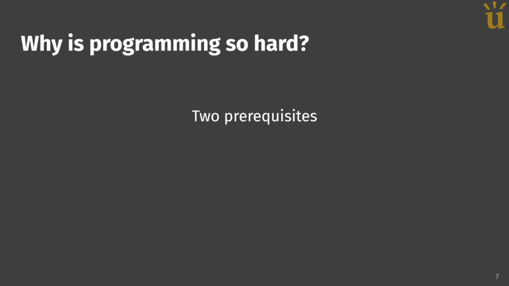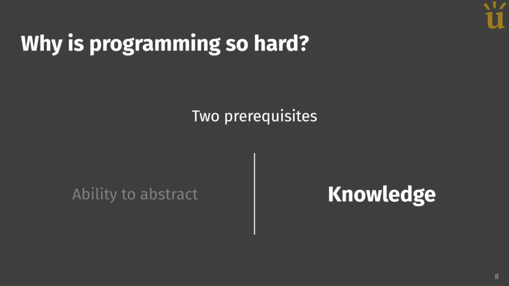And we identified two prerequisites. The first one is the ability to abstract. So you need to be able to reason about programs. And the second one is knowledge. You need to know something in order to be able to program. Namely, you probably need to know at least a programming language to code your solution and transform your idea into a practical executable program. Now, we'll focus in this talk on the second aspect, which is knowledge.